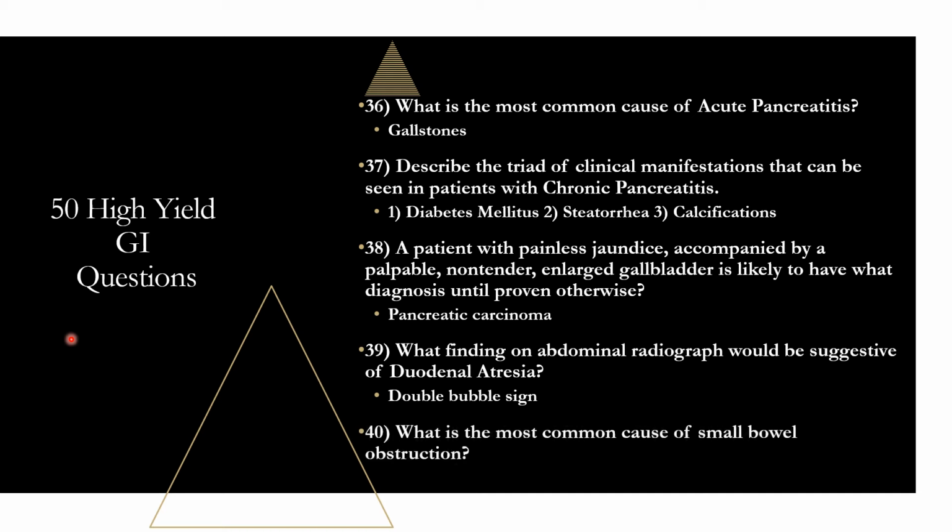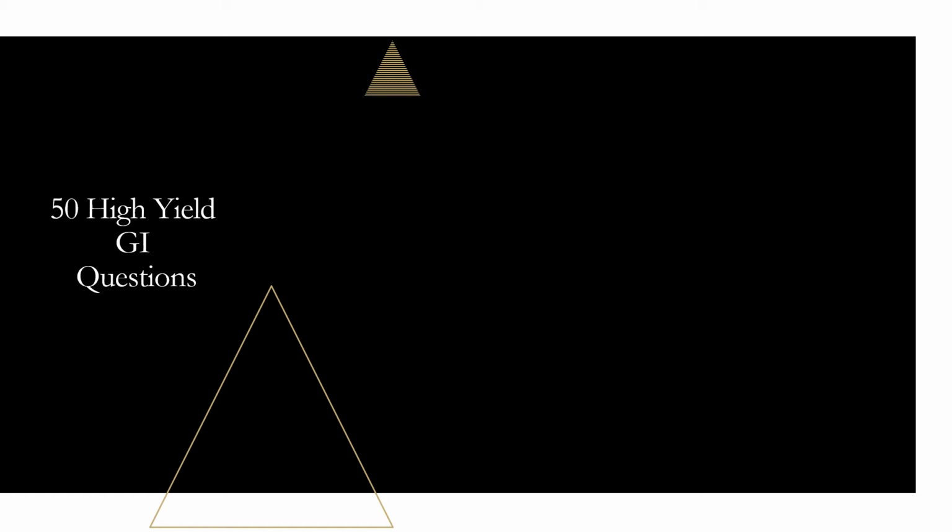Question 40, what is the most common cause of small bowel obstruction? So small bowel obstruction, by far the most common cause, is going to be post-surgical adhesions. This can be anywhere from 55 to 80% of small bowel obstructions, attributed to these adhesions in either the abdomen or the pelvis after surgery. So that one's definitely important for you to know.